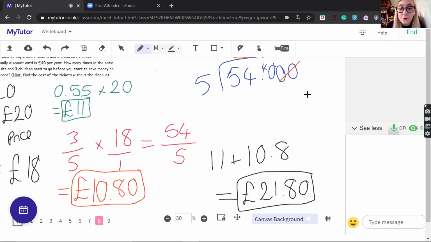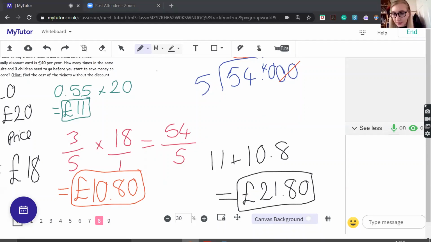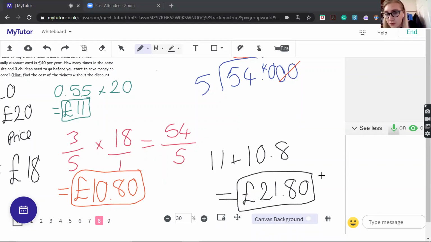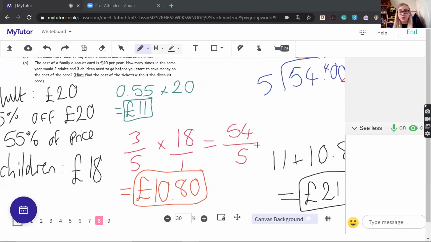I think a lot of you got really quick, which is brilliant. Why is it 3/5, not 2/5? So again, it's similar to what I was saying before. So we're doing 2/5 off, which is the same thing as 3/5 of the price. So I'll show you what I mean.